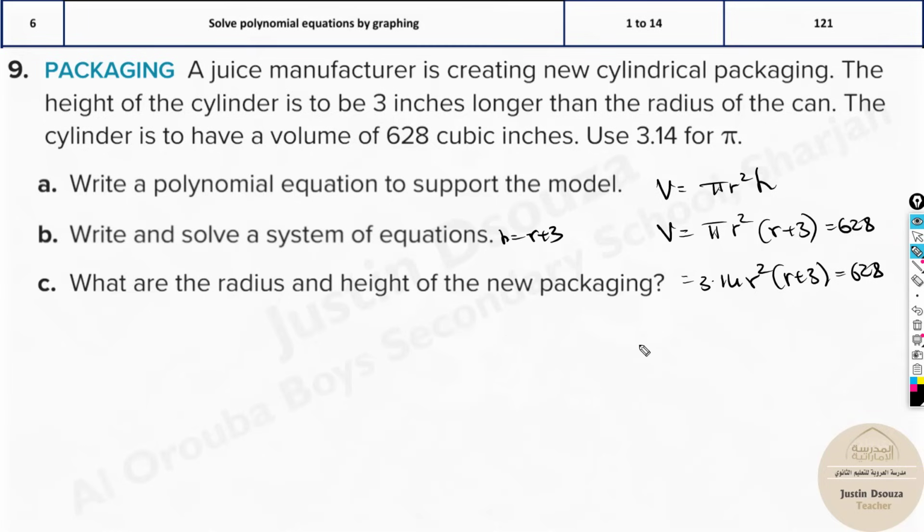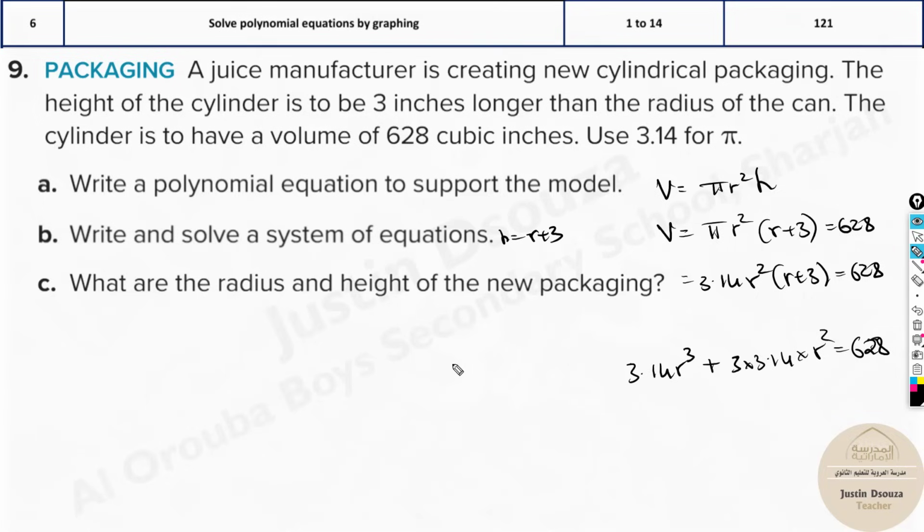Instead of multiplying and everything, you will have 4 options, right? Choose the correct answer. Substitute over here, you must get 628, just like what we did a while ago. Or you can multiply this and solve it. It will be 3.14 r to the power 3 plus 3 times 3.14 r squared is equal to 628. And you can solve it by the polynomial equation.